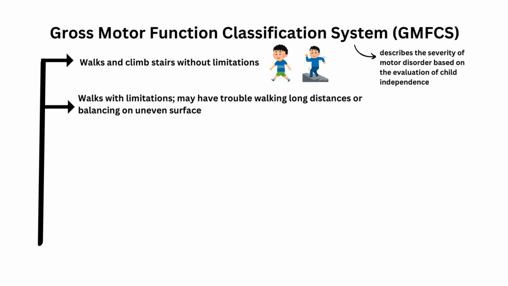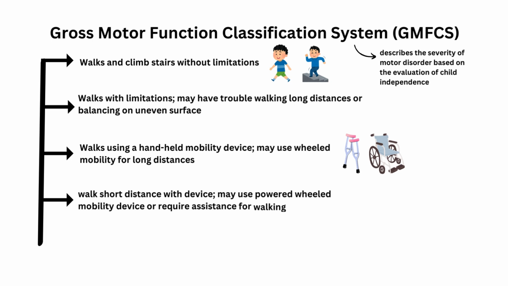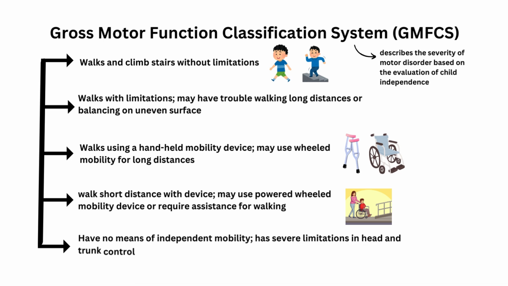In level 3, he walks using a handheld mobility device, may use wheeled mobility for long distances. In level 4, the child can walk short distances with a device, may use a powered wheeled mobility device or require assistance for walking. In level 5, the child has no means of independent mobility, has severe limitation in head and trunk control, and requires extensive support.